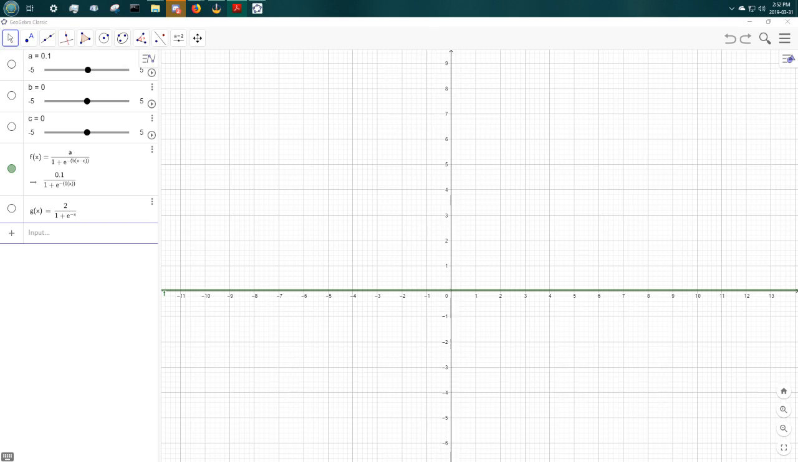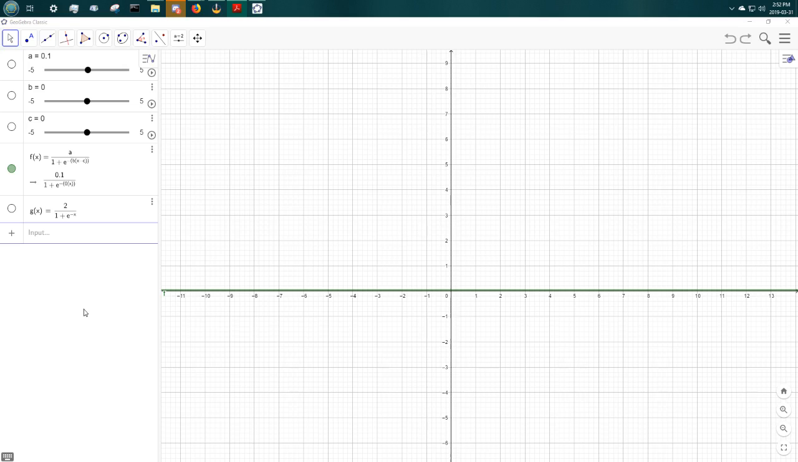Let's begin. Question 1: using a graphing tool, explore the effects of the parameters a, b, and c on the graphed function. I'm going to explain the effect of each and why that makes sense. So let's take a look.